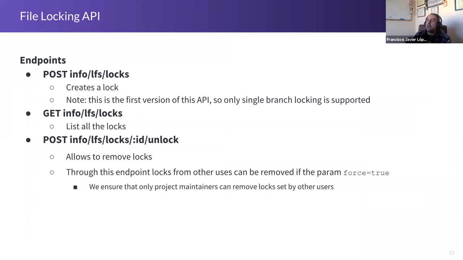And now the file locking API. Okay, this is really simple. This API has four endpoints. The first one, with the POST method, is to create a lock. And this is important because this is a new feature, and only single branch locking is supported. That means that if I lock a file in master, it doesn't mean that if somebody checks out another branch, the other users can't update that file in that branch.